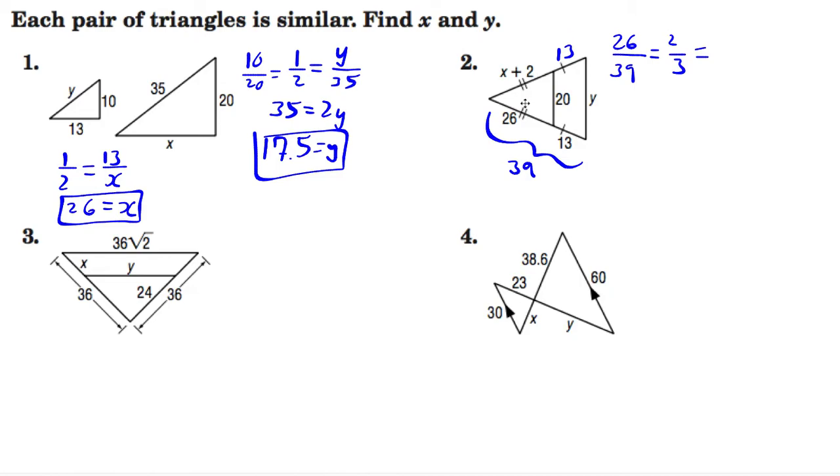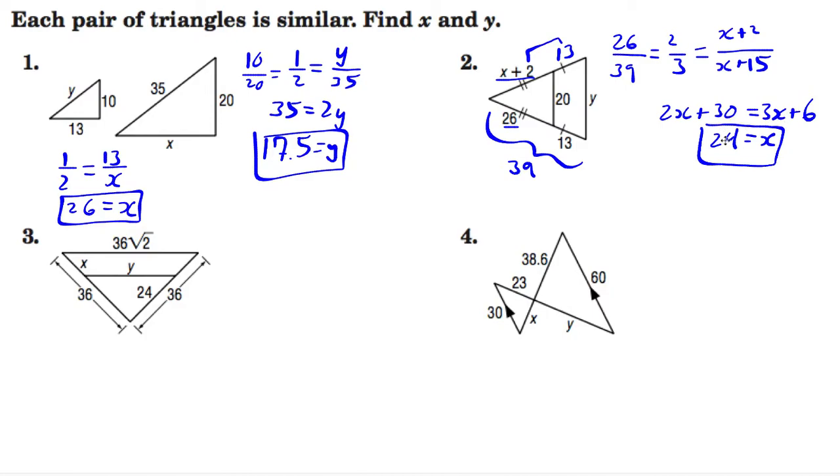There are actually a whole bunch of different ways to do this. Keeping with proportions, there's another way to solve for x. We can keep with proportions, so we get 2 to 3, so that's 26 to 39, is equal to x plus 2 to x plus 15. How do we get this x plus 15? Well, the 2 plus 13 is 15. Then we can cross multiply, so we get 2x plus 30 is equal to 3x plus 6, and we get that x is equal to 24. Notice that these two sides are the same, so we could have also said that x plus 2 is equal to 26 and gotten x equals 24.